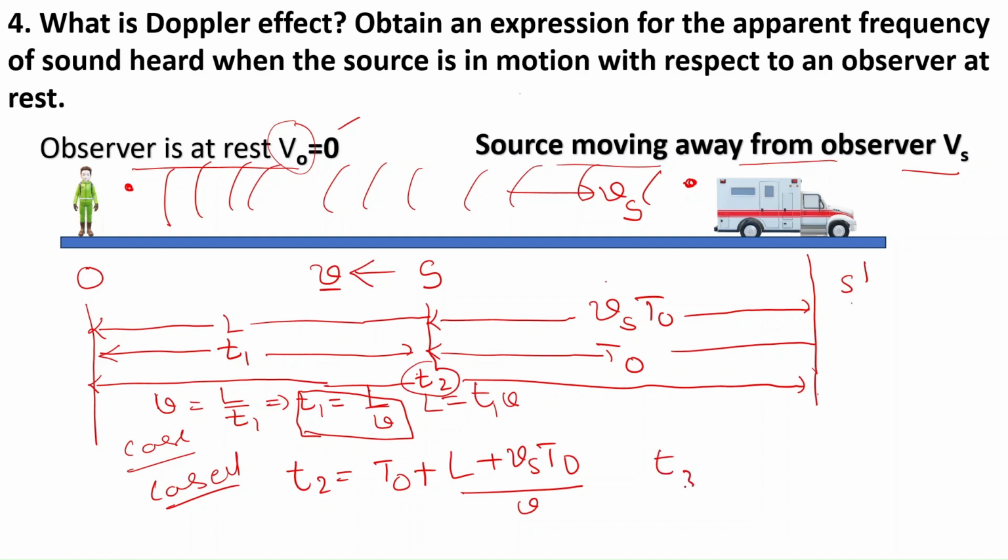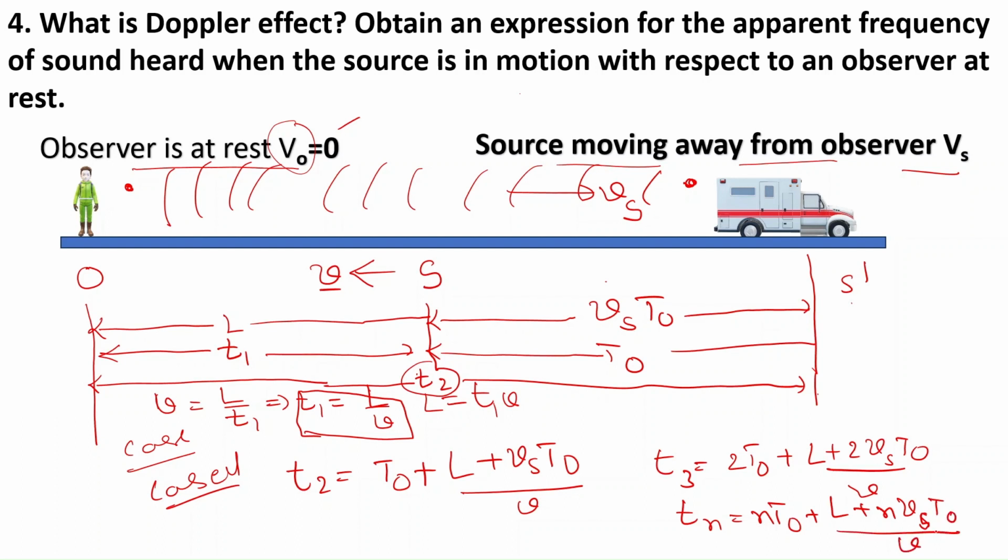If we consider t3, then what will happen? Another t0 will be added, then it is 2 t0 plus L plus 2 Vs t0 by V. So that means if Tn, what will happen? n t0 plus L plus n Vs t0 by V. From these equations, you can see that the t1 value is L by V, and tn plus 1 is n t0 plus L plus n Vs t0 by V.